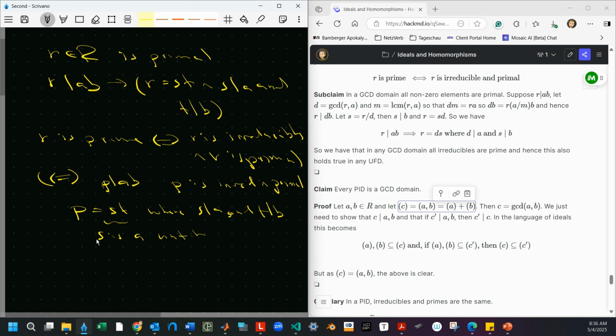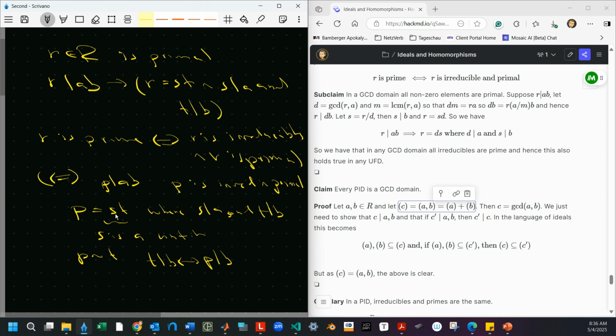Right, but then if S is a unit, then P and T are associates, right? Because we have a unit times something. And so T dividing B is just equivalent to P dividing B, right? So we're in that kind of situation. So P divides AB, and it's irreducible and primal, and we split up P like this, right?